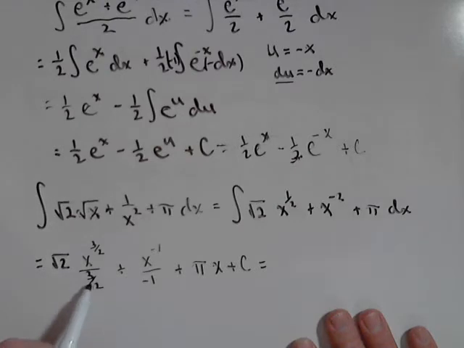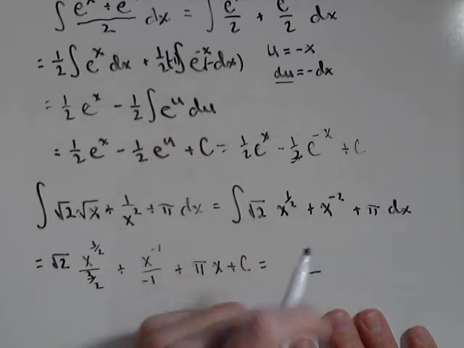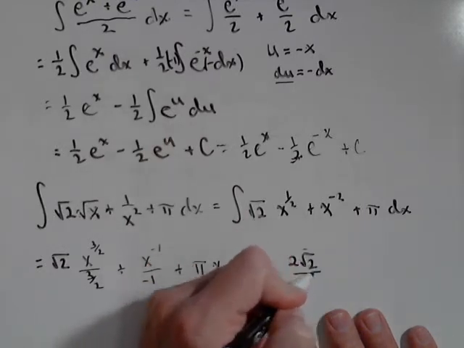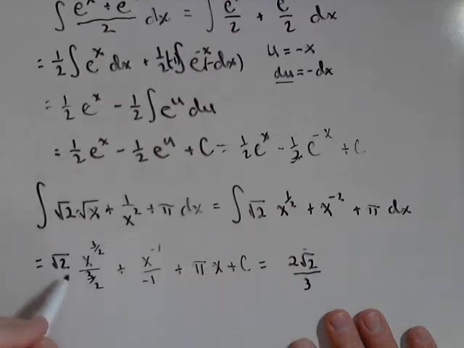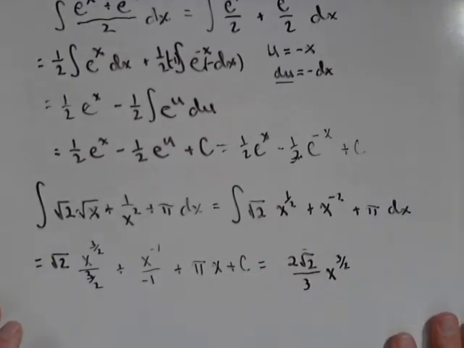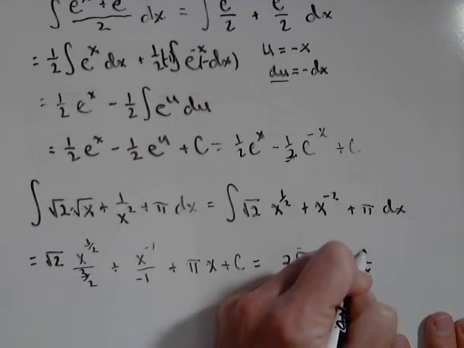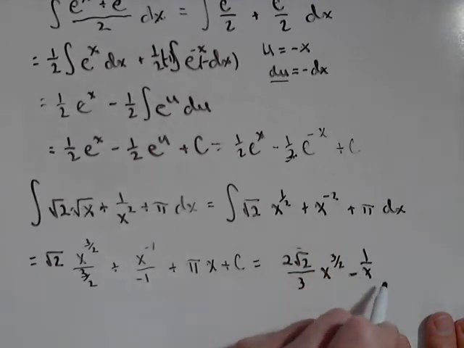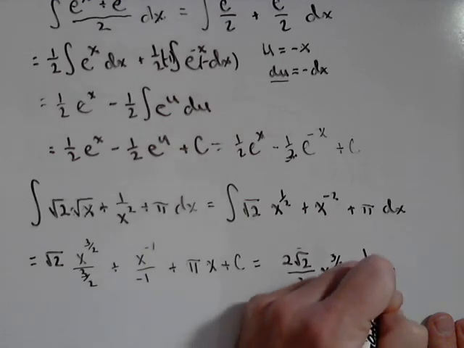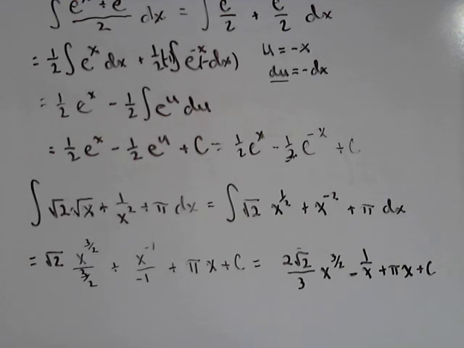One step of simplification. We're going to flip this guy and multiply. So we'll have 2 square root of 2 over 3 from flipping and multiplying, x to the 3/2. This will just change the sign. So minus x to the -1, or if you want to write it as 1 over x, that's fine. That's the same as x to the -1. Plus pi x plus c. There's our antiderivative. Did not need to use u substitution because we could simplify first.